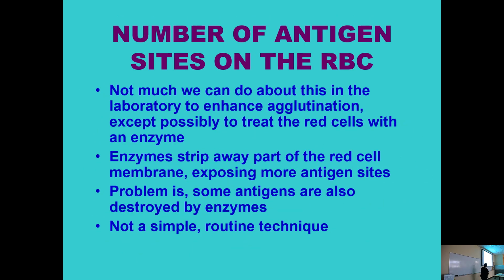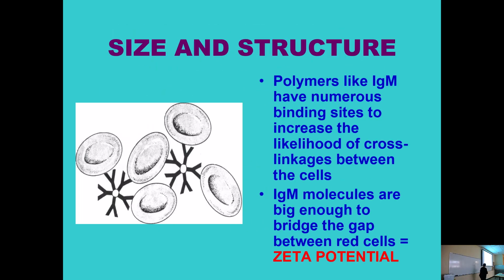Number of sites on the red cell, again, not much we can do about that in the lab. Enzymes can open them up some more, but some antigens get destroyed by enzymes. It's not a simple routine technique. Oftentimes it's something that's going to be sent to our reference lab. Size of the structure: IgM, being bigger, is more likely to break that zeta potential, bridge the gap, and cause agglutination.